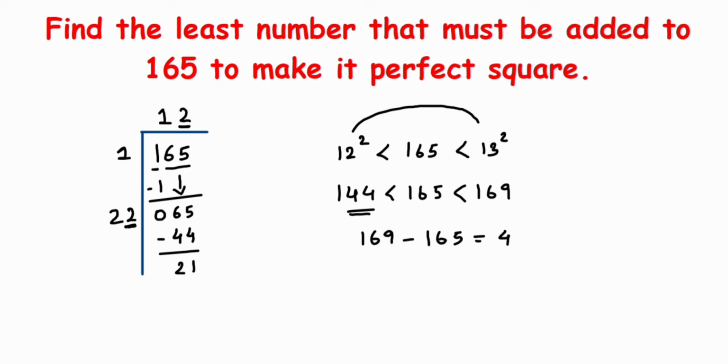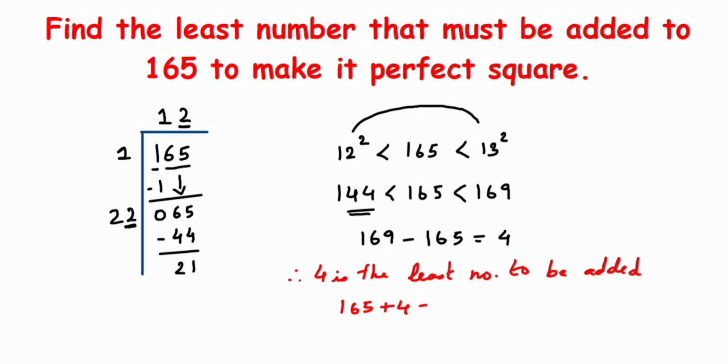If I add 4 to this 165, I'll get a perfect square, and I can find the square root of it. So I'll conclude: therefore 4 is the least number to be added. And also 165 plus 4 is equal to 169, and the square root of 169 is 13. That's it. So I hope it's clear.